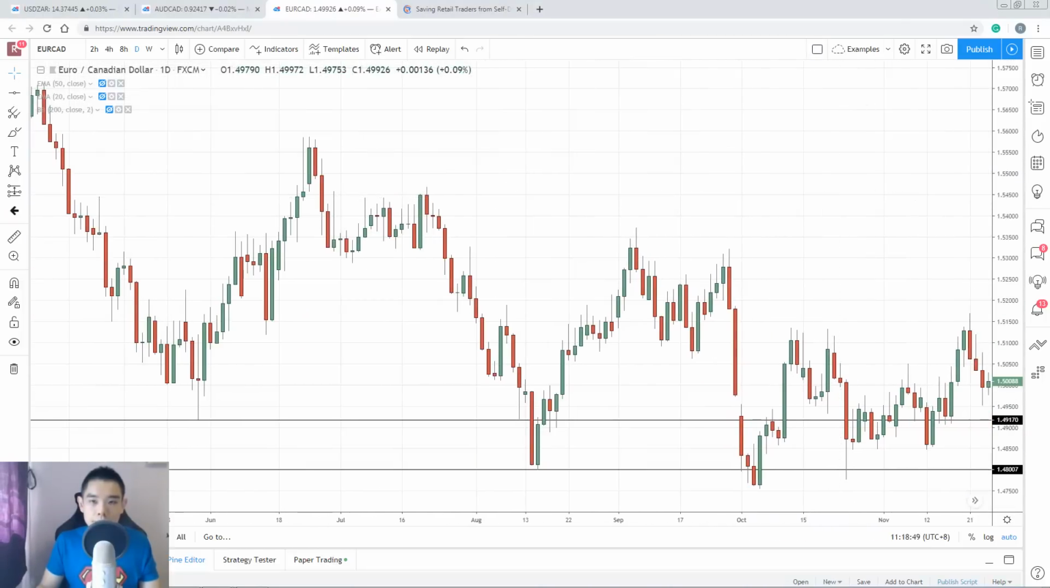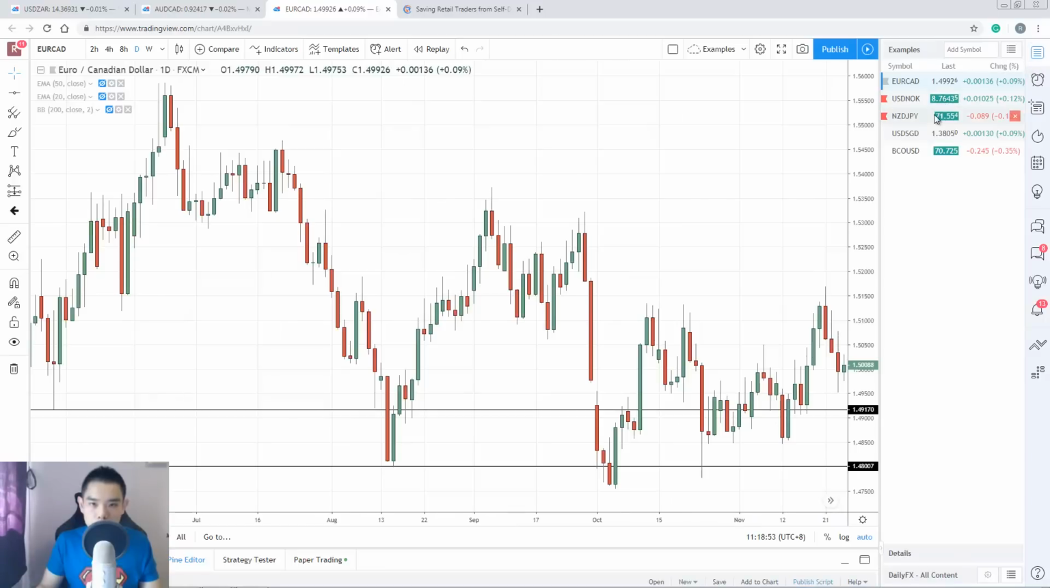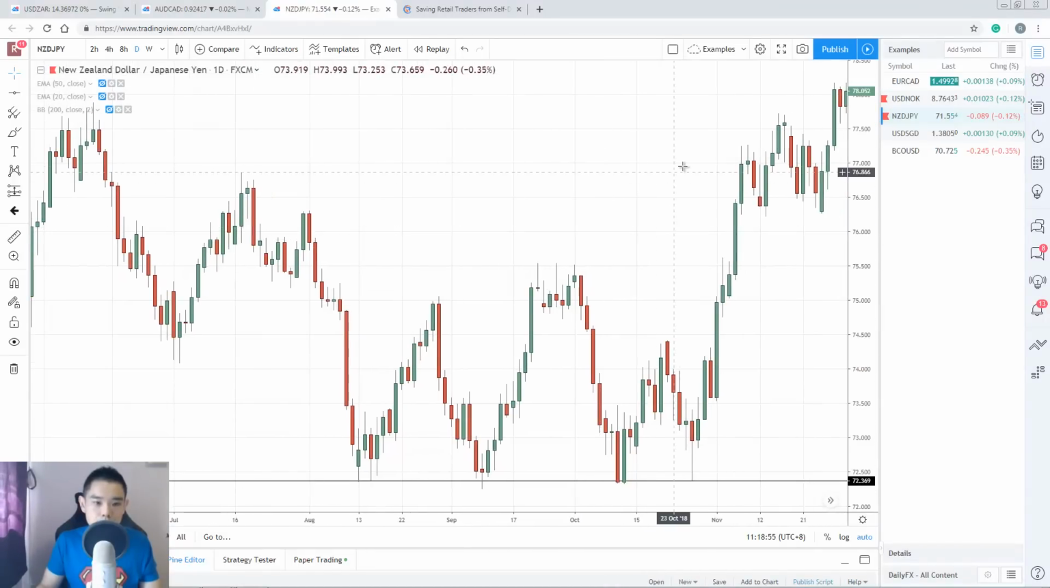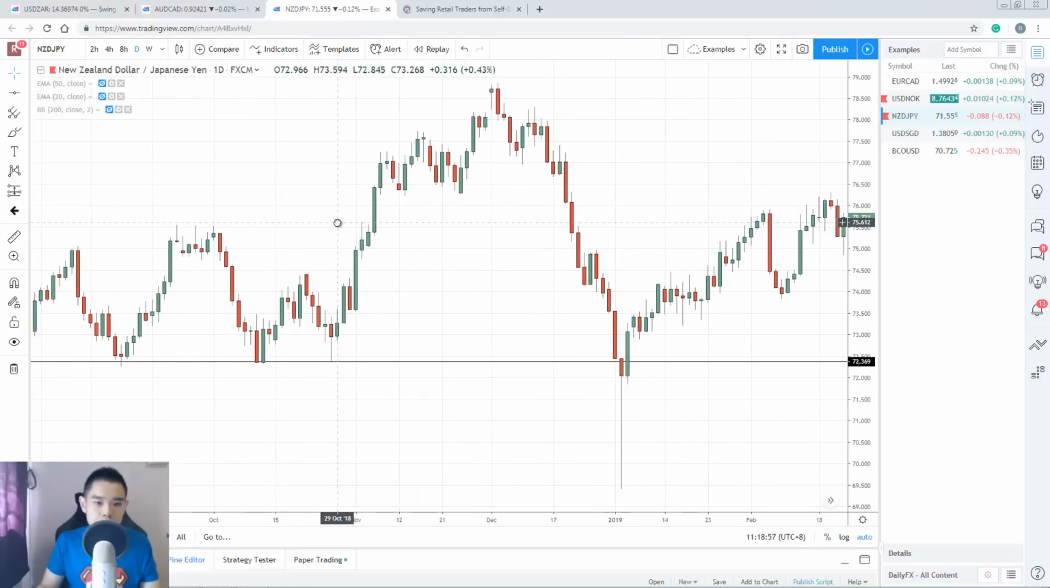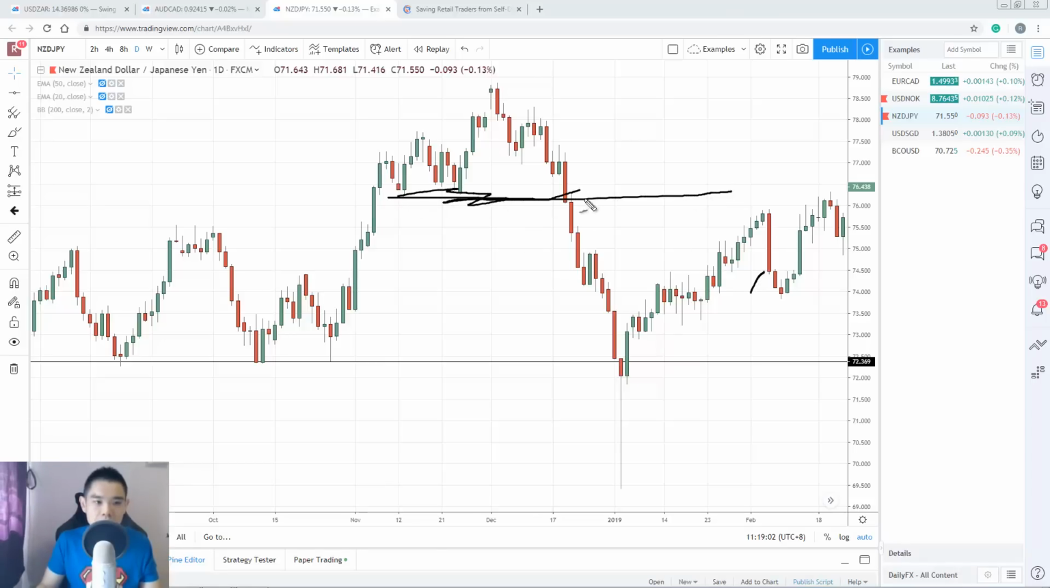Okay, so that's it. I think let's see one more example. New Zealand yen. Okay, this one again, you can see that in this case, the previous candle close pretty much occurred over here. And again, by then, we might not have exited at this level, but we probably got out at this swing high if that is our target profit.